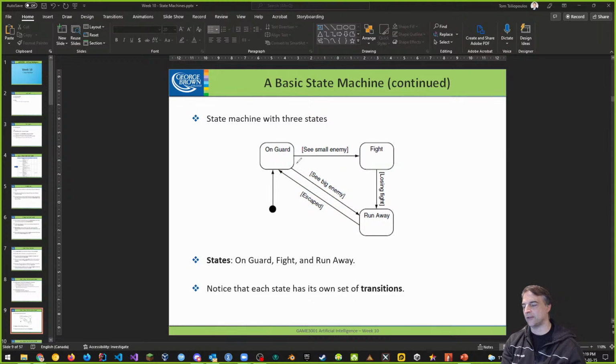But the idea here is very simple. The states are on guard, fight, or run away. And again, each state has one or more transitions. So again, transitions from on guard are either to fight or to run away. Transitions for fight is only one. If we're losing the fight, we run away. And transition from run away, there's only one. We go back to on guard. Again, a very simple state machine. Questions around this before we move on? So only three states that we're talking about so far.